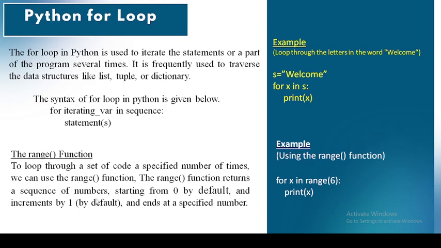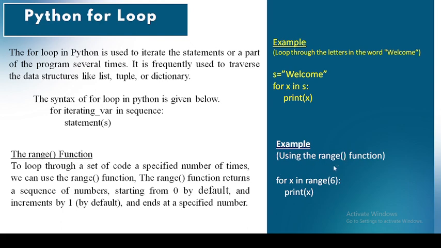The range function returns a sequence of numbers, starting from 0 by default, incremented by 1 by default, and ending at a specified number. So whenever you put a range function, it will by default start from 0, and it will be incremented by 1 till the end of the specified number, whatever we specify.